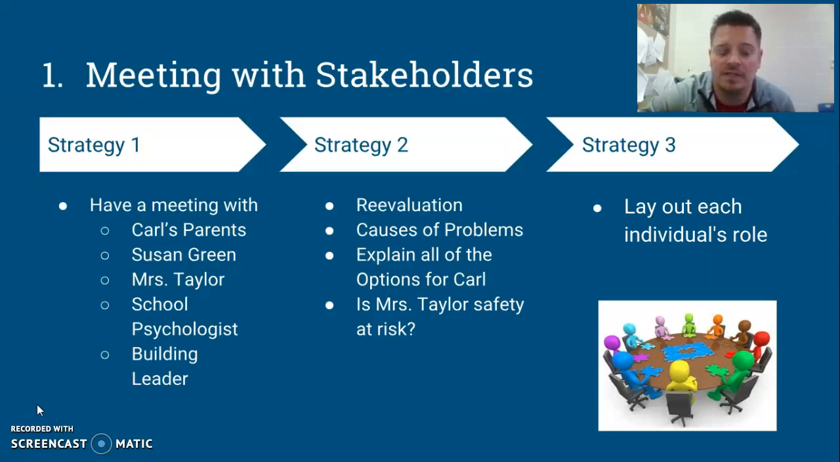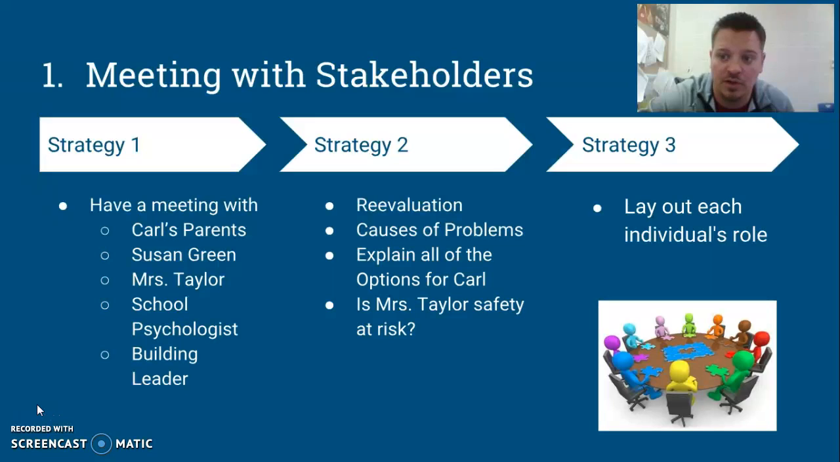When we had these meetings, we would talk about a reevaluation. Let's see if he changes. Let's see if he qualifies for full services now. Let's see if it's in the best interest of him to be removed from the classroom. Let's go ahead and start with a reevaluation on those things. Let's talk about the causes of the problems, talk about the options for Carl, and talk about the safety of the teachers and the students. And then three would be to lay out each individual role. So, what can you do to help Carl?